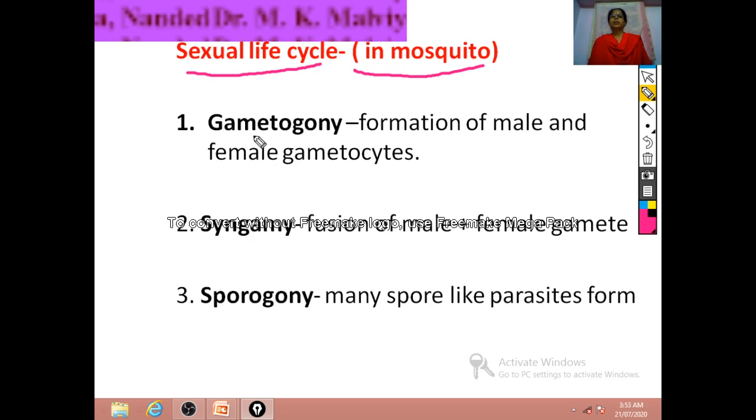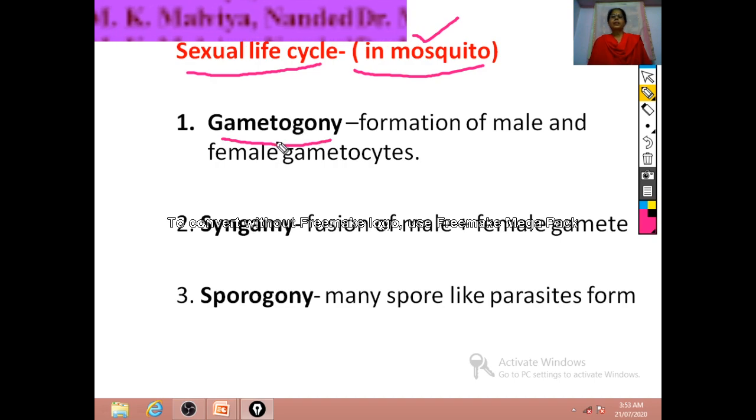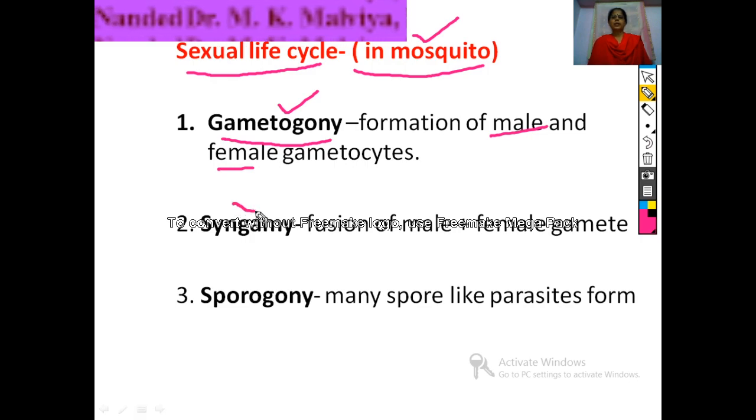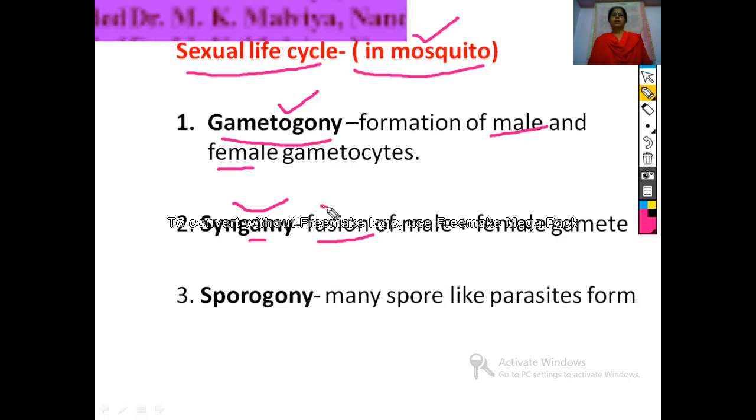Now gametogony: the microgametocyte and the megagametocyte enter the mosquito body, and the sex cells are formed, called male and female gametes, and this is called gametogony. The next stage of this sexual life cycle is syngamy. After formation of the male and female gametes, the fusion of the male and female gamete takes place, and the zygote is formed, the fusion of the sex cells in syngamy.